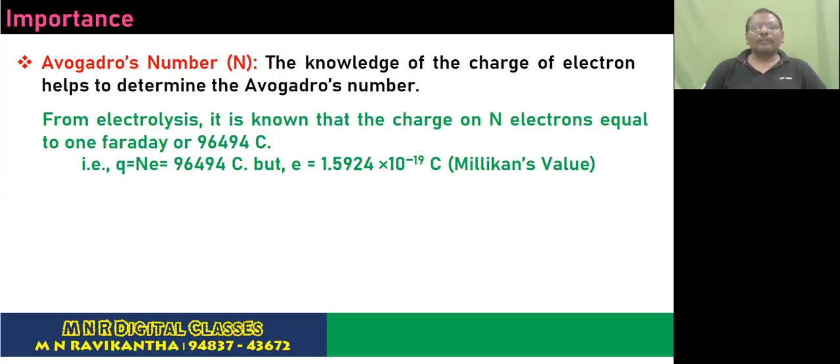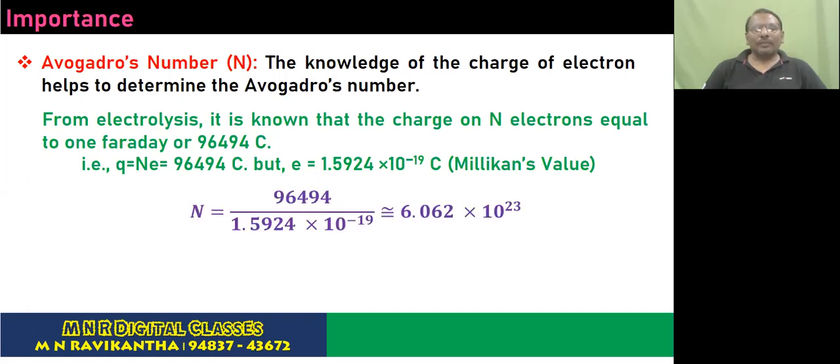But we know that the charge of one electron according to Millikan is 1.5924 × 10^-19 coulombs. So the value of Avogadro number N is equal to 96,494 divided by 1.5924 × 10^-19, which is equal to 6.062 × 10^23. This is nearly equal to the experimentally accepted value of Avogadro number.